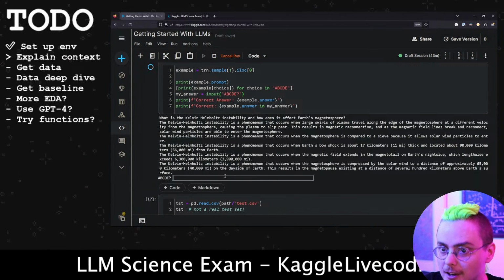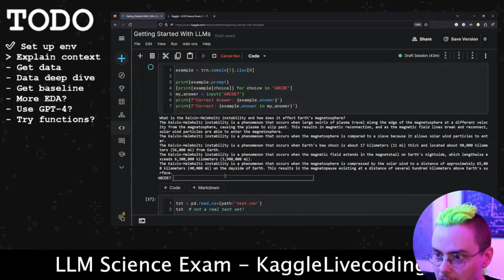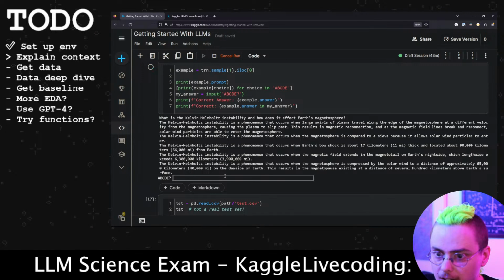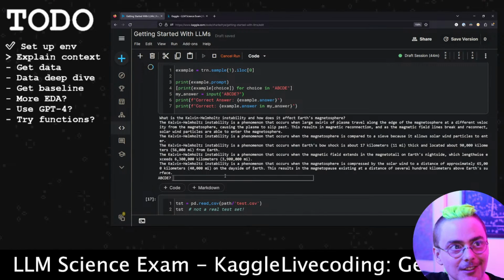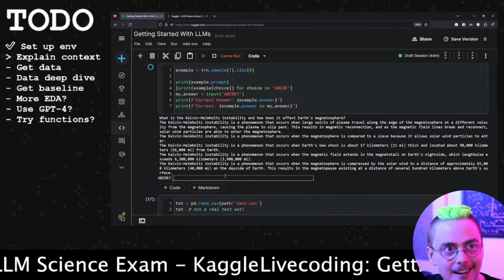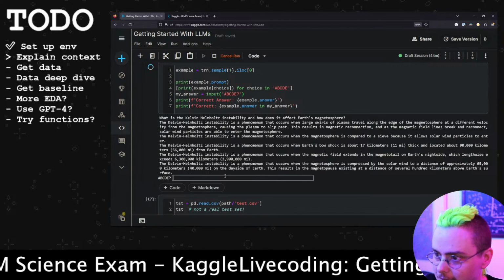So continuing, one last one here. What is the Kelvin-Helmholtz instability and how does it affect Earth's magnetosphere? Yeah. Man, not enough neuroscience questions and not enough machine learning questions in this science QA. If you want my opinion, that's much more my style than this earth science stuff.